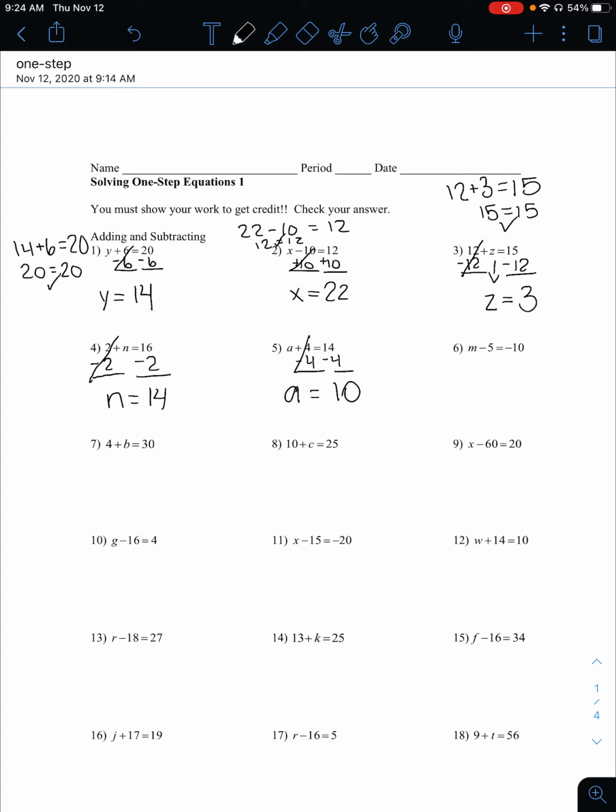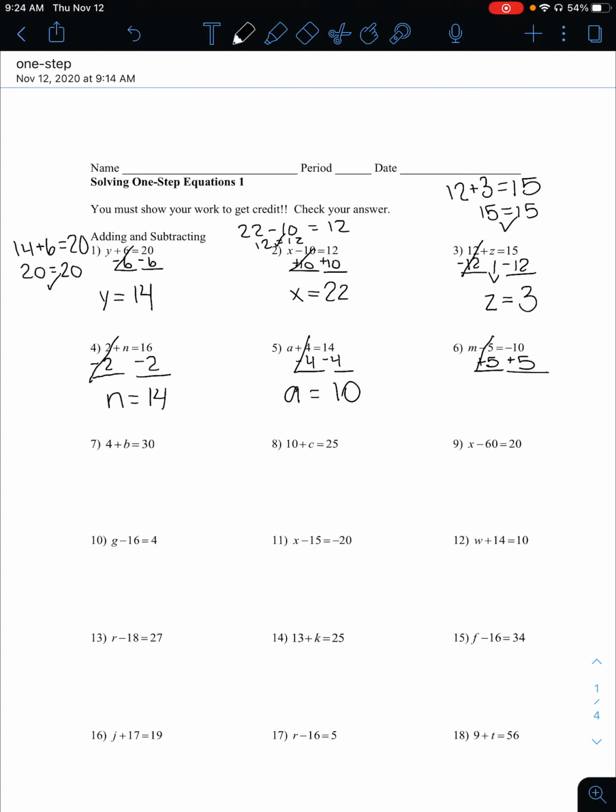Number 6, m minus 5 equals negative 10. Ooh, we've got a negative. Okay, all right, let's see here, seventh graders. We have a negative. Okay, but we see that we want to get m by itself. And what are we doing? We're subtracting 5, which means we need to add 5 to get m by itself.